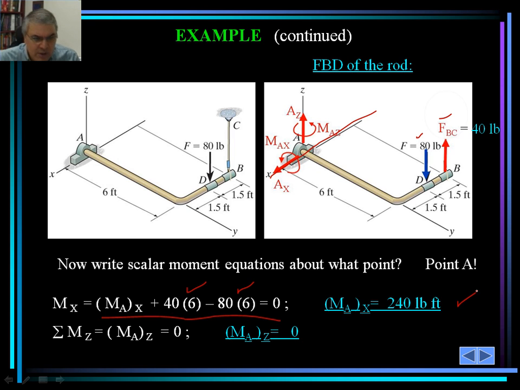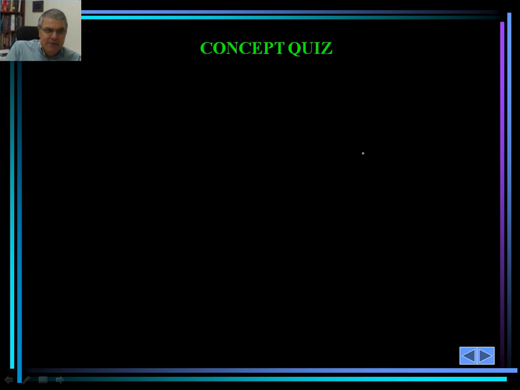240 pounds. And for M sub z, we have only M sub Az, and there's no other force here that would cause any type of moment about z. If there were any forces in the direction of x, negative or positive, that would cause rotation about the z-axis, but there is none here. So as such, M sub Az is 0.